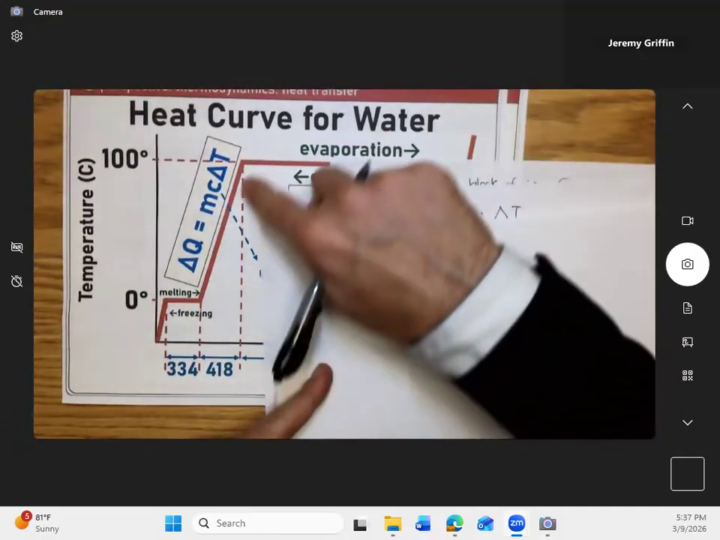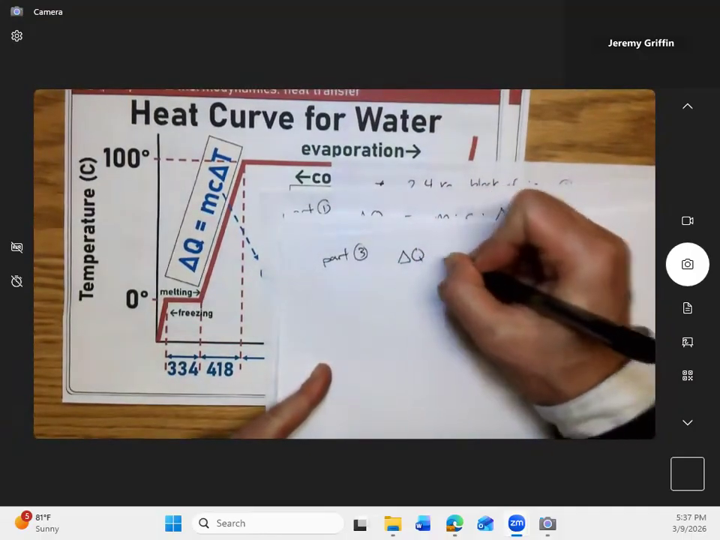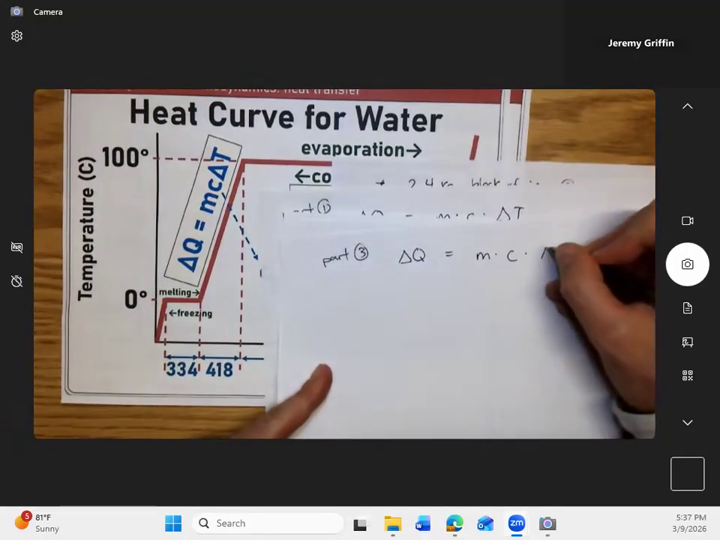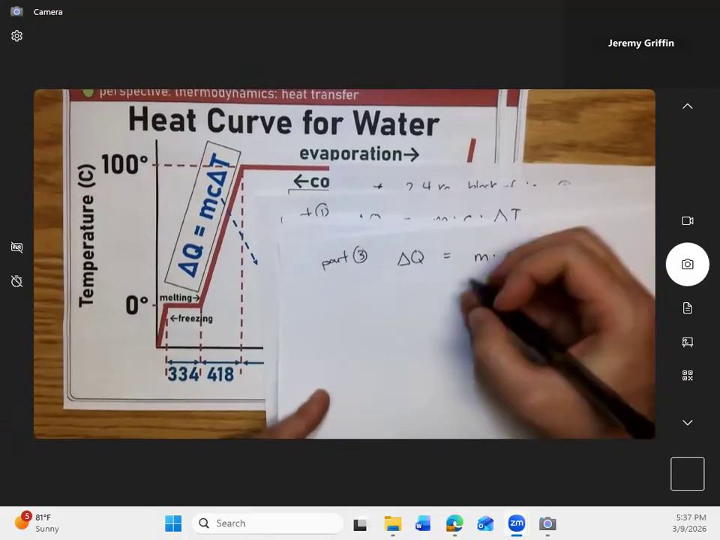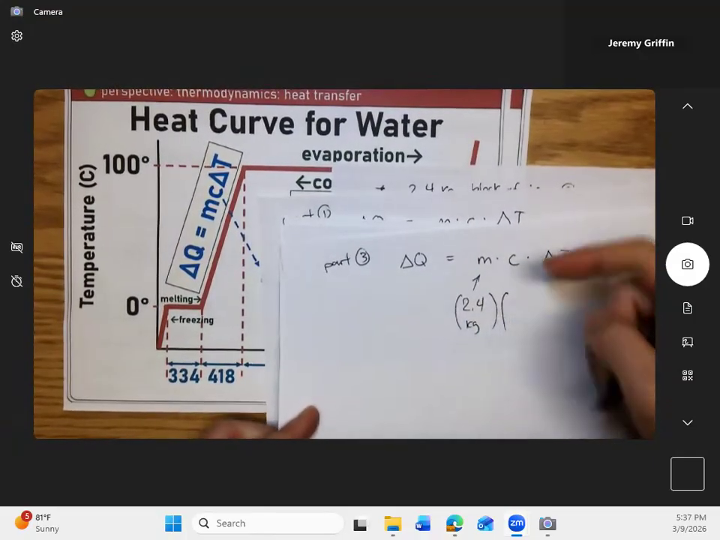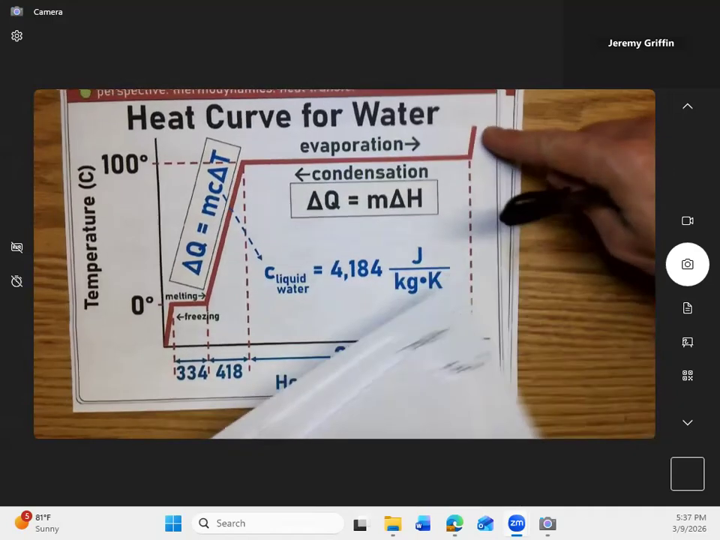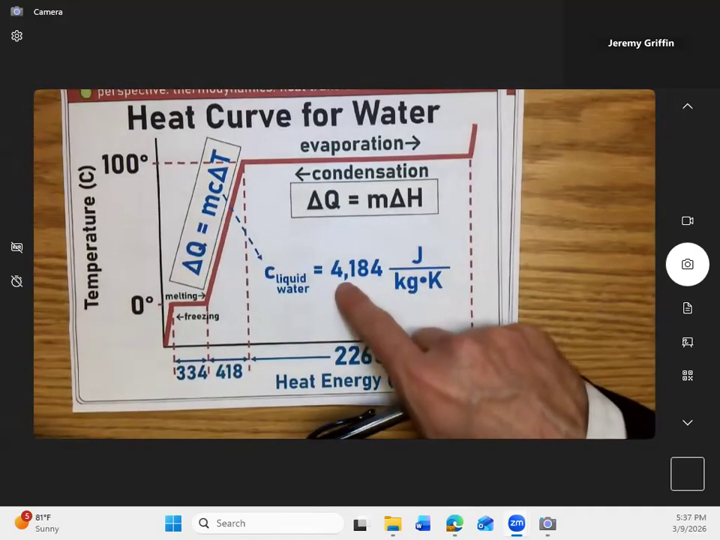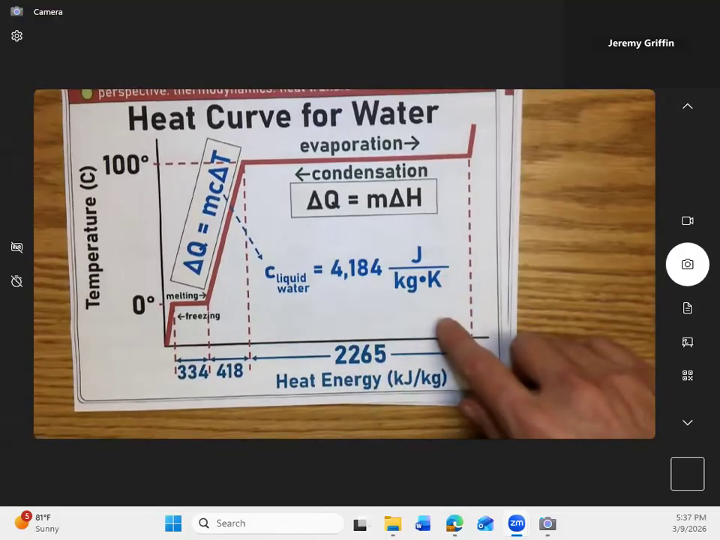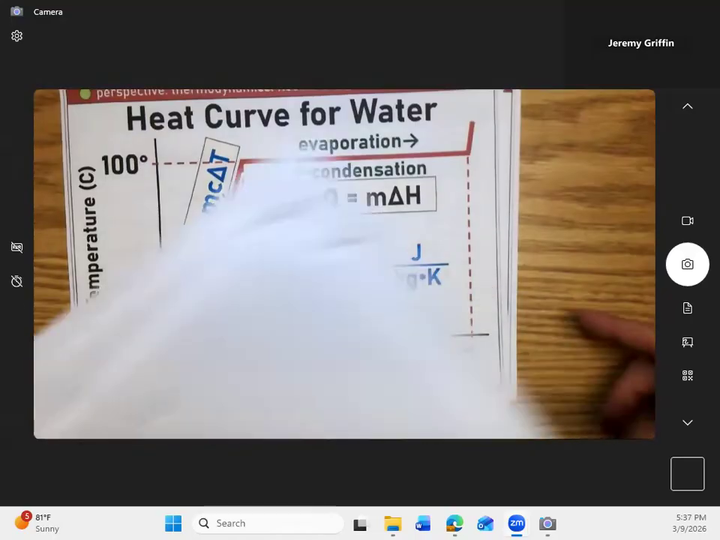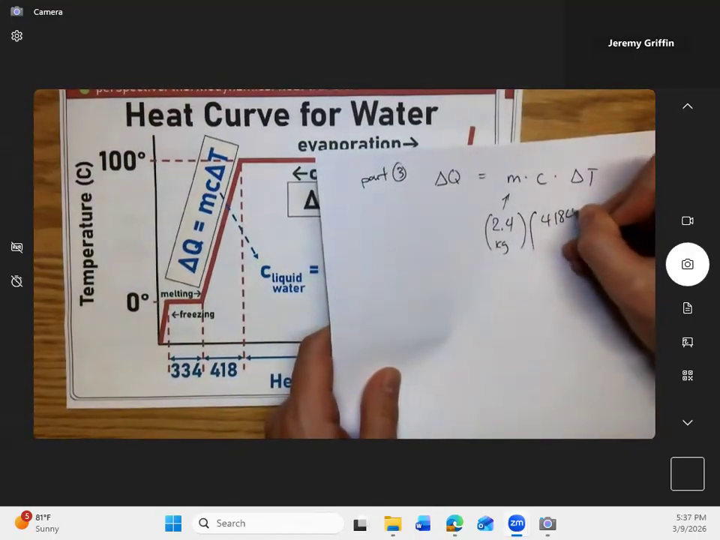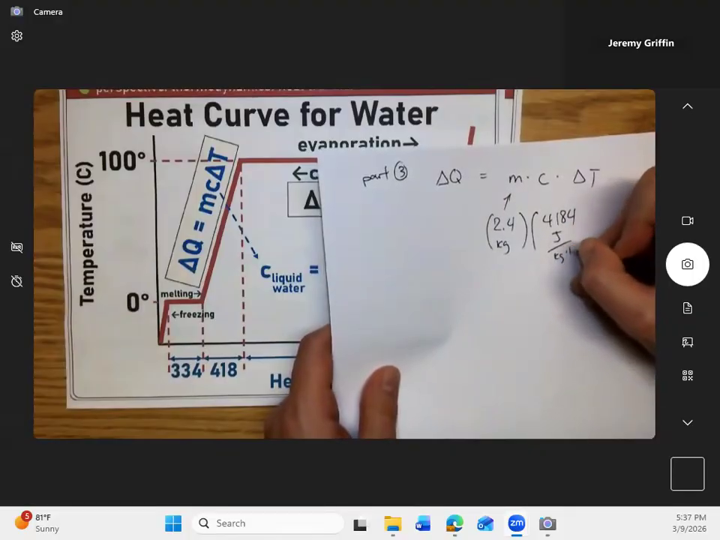So we're going to use this equation right here. So delta Q, the thermal energy transfer, is mass of water times specific heat capacity of water times the change in temperature of water. Now we still got the full 2.4 kilograms. We're still working the same mass. Now what is the specific heat capacity of water? This is a number you see all over in different science classes. It's this number right here, 4184 joules per kilogram Kelvin. This one I did leave in joules. So this is 4184 joules per kilogram Kelvin.